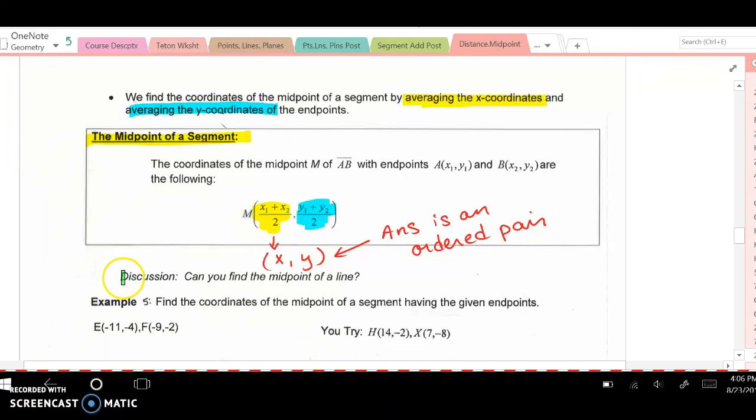Interesting point real quick before we dive into the midpoint formula, practicing it. Can you find the midpoint of a line? If you think about a line, it has arrows on both ends that extend to infinity to the right and negative infinity to the left. There would be no way to find the exact middle of this line, because where is the middle of infinity? So the answer to that would be no.